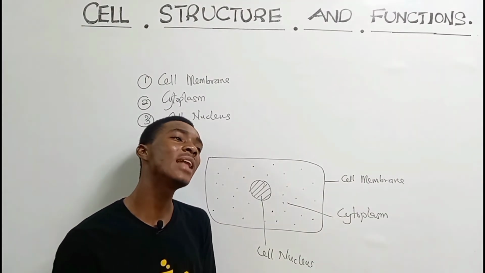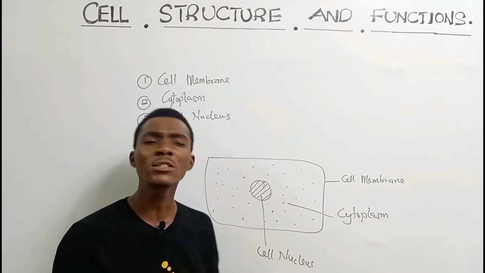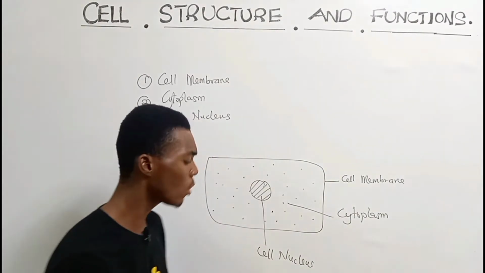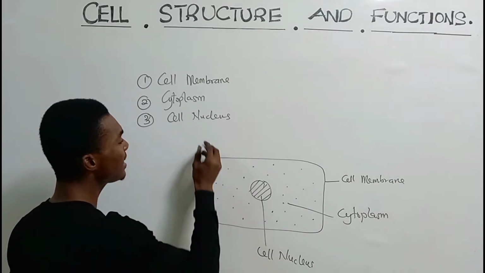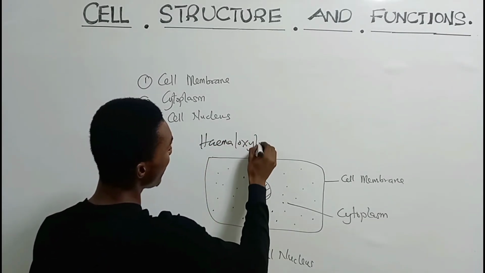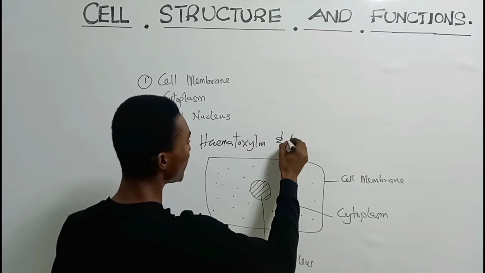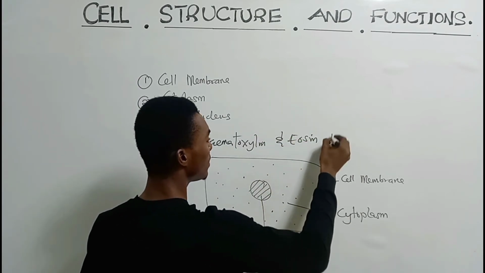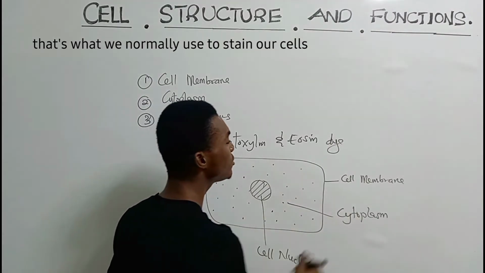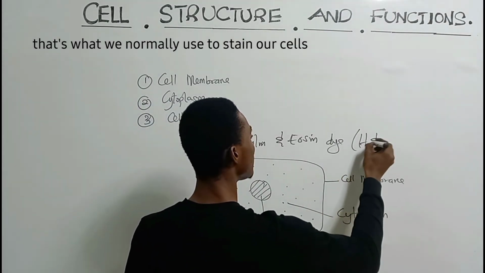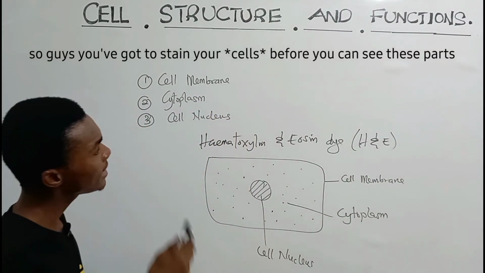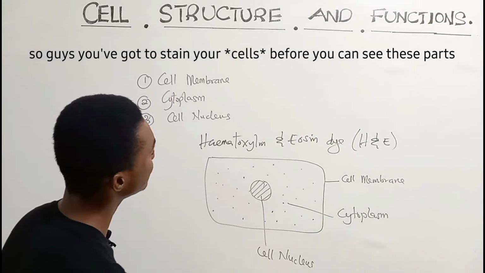And you know that at the pathology lab, especially, there are a lot of dyes that can be found in there, but the commonly used dye, in case you don't know, is what we call the hematoxylin and eosin dye. It's one type of dye, okay? They are not two. Hematoxylin and eosin dye. That's what we normally use to stain our cells. We normally call it H&E dye for short. Awesome. So guys, you've got to stain your cells before you can see these parts.